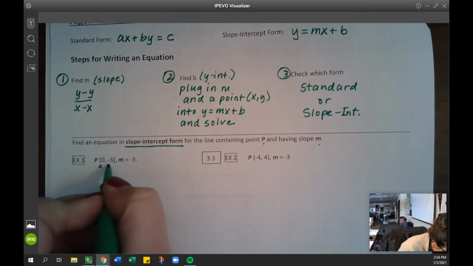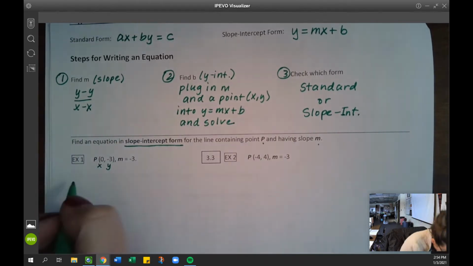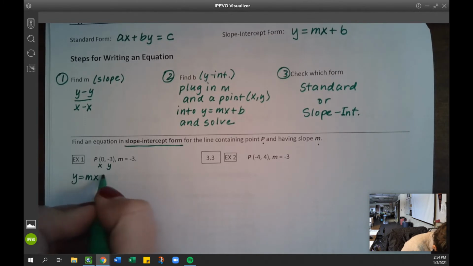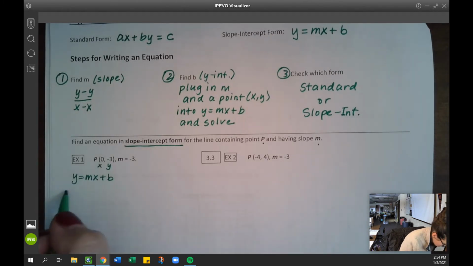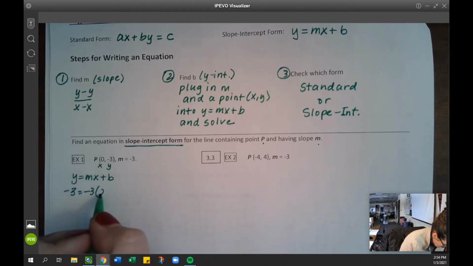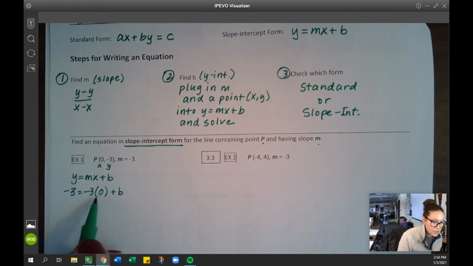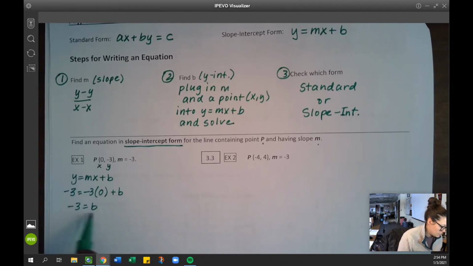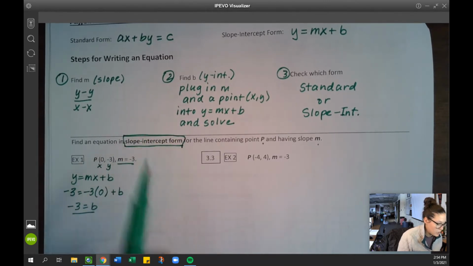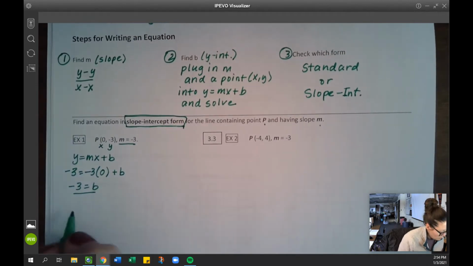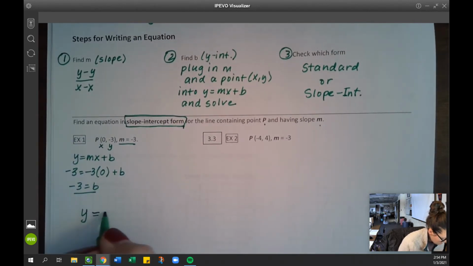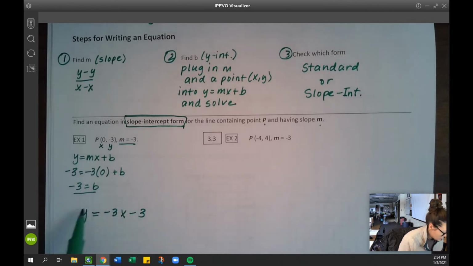So here's our x, here's our y. So y equals mx plus b. y is -3, m is -3, x is 0, and b is the thing that we don't know. Well, -3 times 0 is 0, so we just get b equals -3. So I have m, I have b, and it's asking for slope-intercept form. So my answer is y equals -3x minus 3.